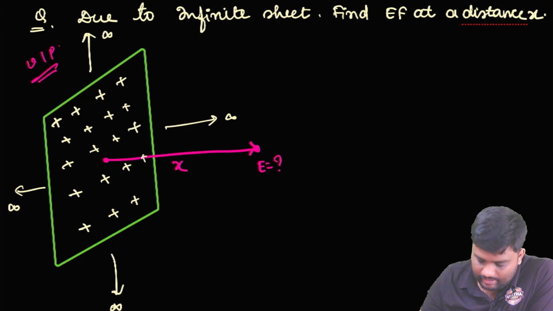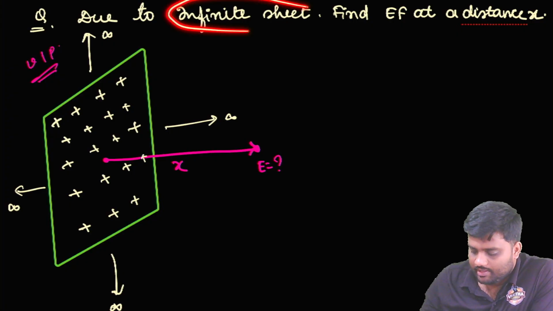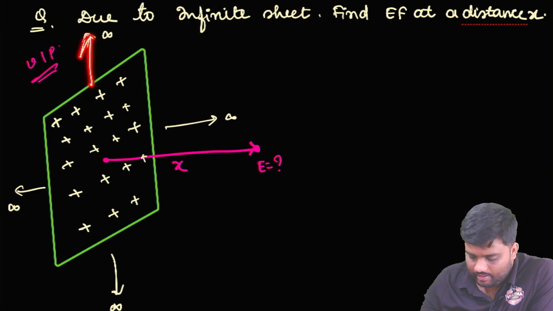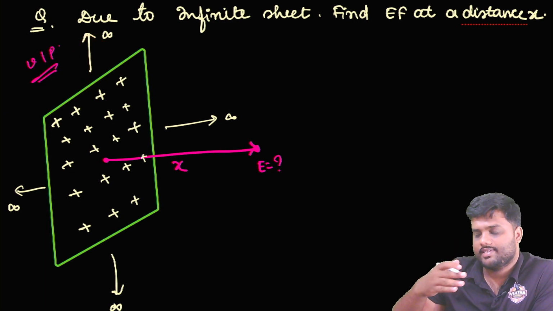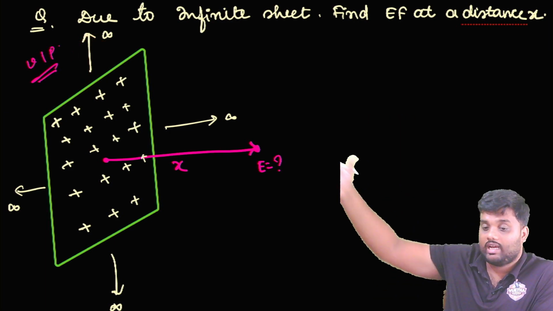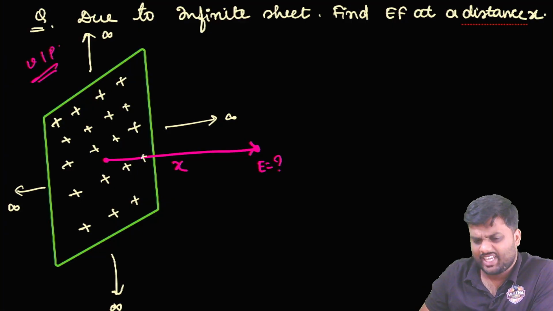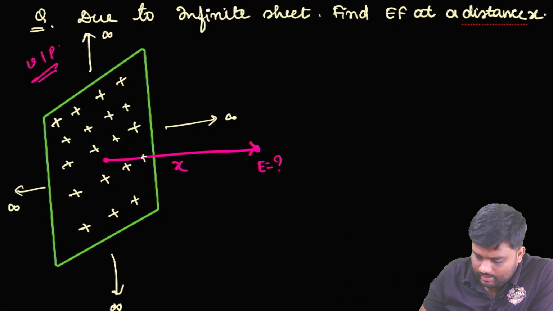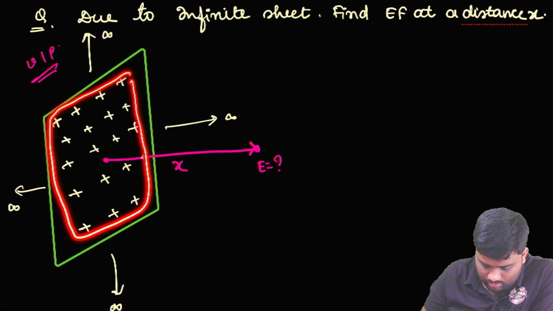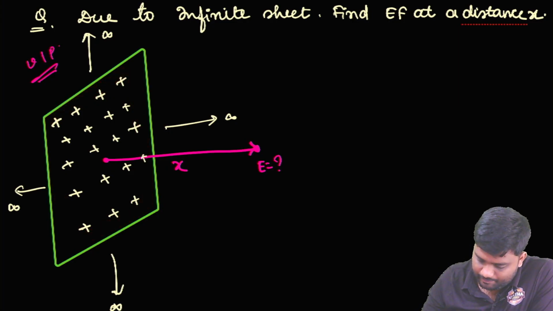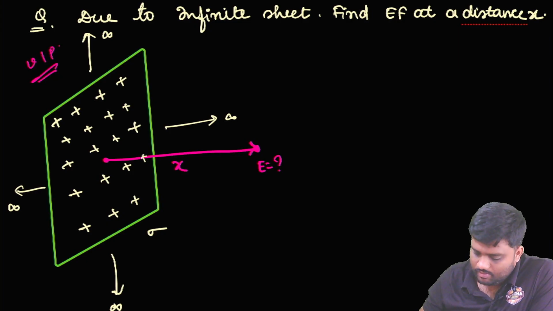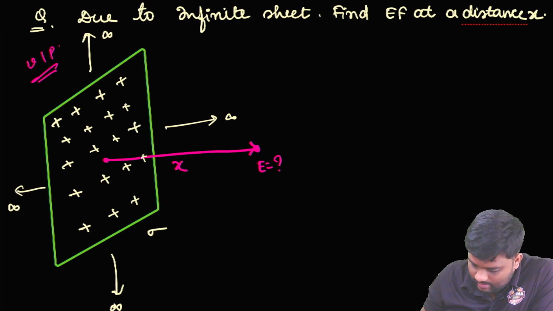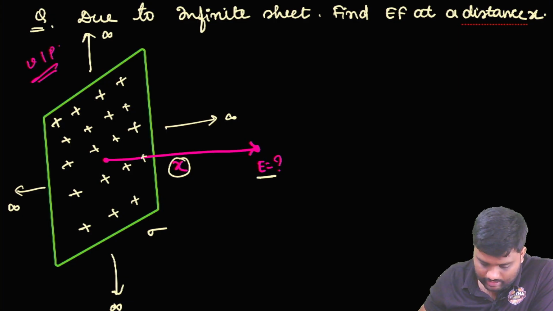See, I'll directly tell the formula, even though I'll tell you. See here, infinite sheet ಅಂತ ಅಂದರೆ ಎಲ್ಲ ಕಡೆ ಒಂದು ಪರ್ಟಿಕ್ಯುಲರ್ ಒಂದು ಶೀಟನ್ನು ಕನ್ಸಿಡರ್ ಮಾಡಿದ್ರೆ ಅದು ತುಂಬ ದೂರದ ತನಕ ಹೋಗ್ತಾ ಇದೆ. ಇನ್ಫೈನೈಟ್ ಶೀಟ್, that sheet is having some sort of charge, that is sigma. You will say sigma charge. So from the center at x distance you need to find out the electric field.